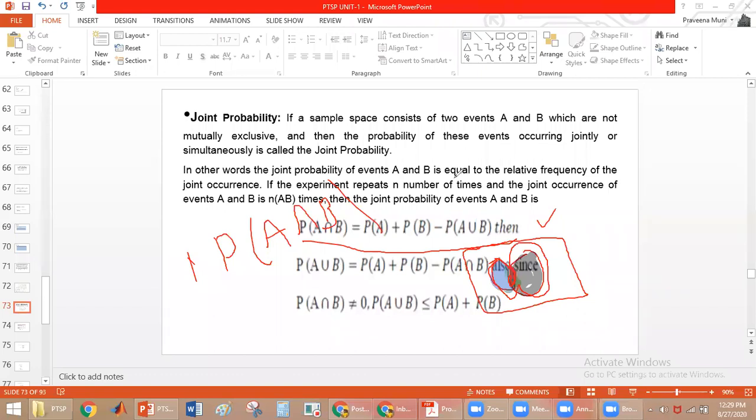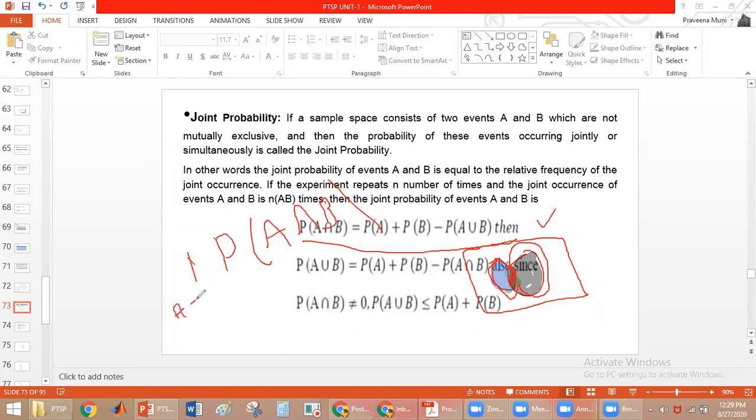Okay. If a sample space consists of two events A and B which are not mutually exclusive, there is a chance of getting an A intersection B value. We will have some values common to both A and B. Then the probability of these events occurring jointly or simultaneously is called joint probability.